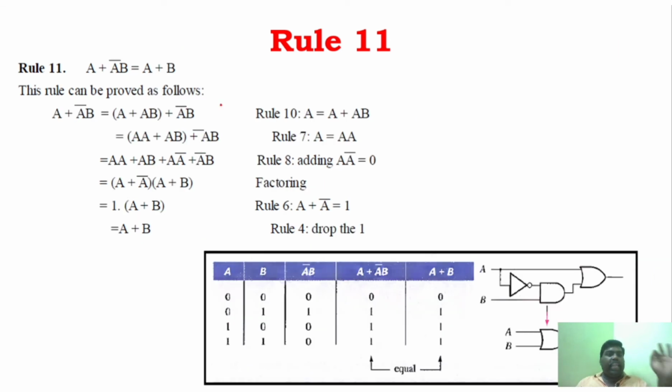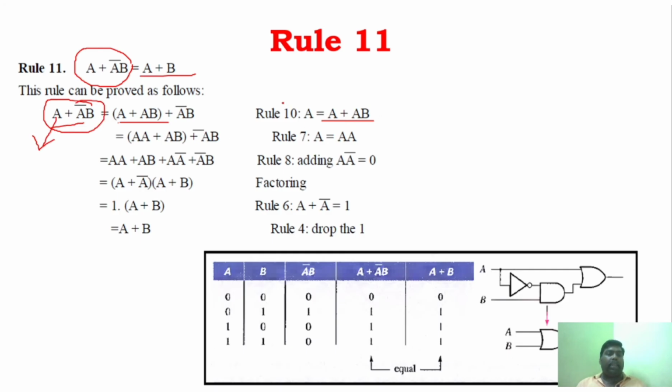Now we are going to see a very interesting rule, which is rule number 11. This is a bit complex rule, but you will be able to understand, so listen to the video very carefully. You can see here A plus A bar B is equal to A plus B. So what I'm going to do is take this expression A plus A bar B, and I'm going to write this A as A plus AB. I am taking this expression, and instead of this A, I'm going to write A plus AB.